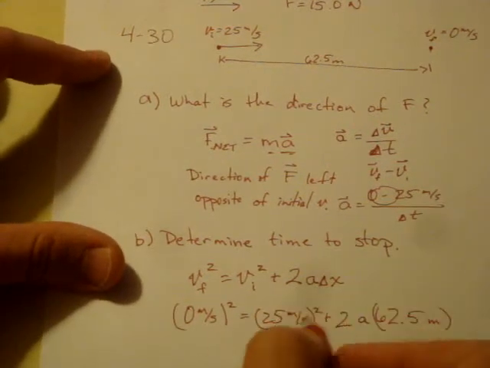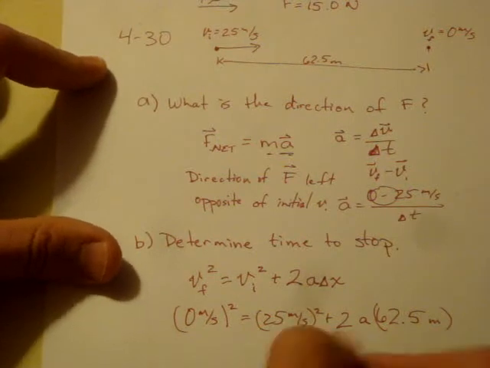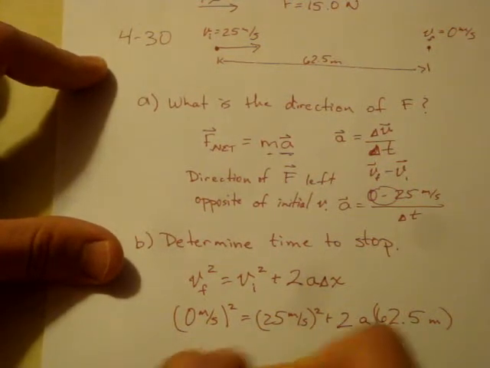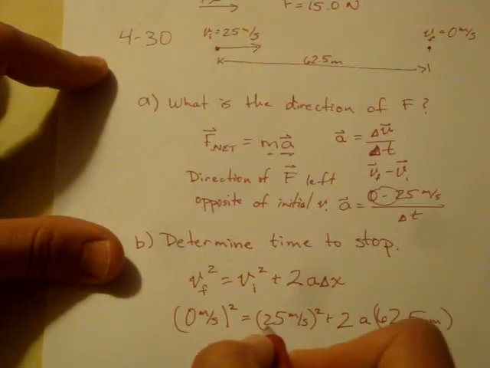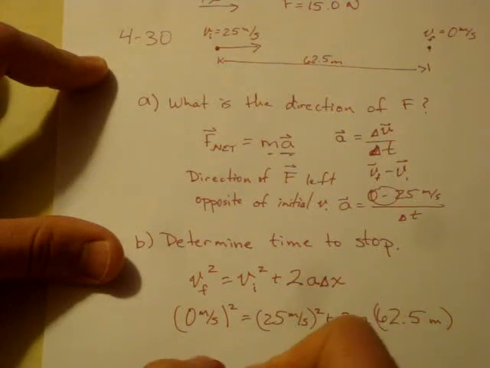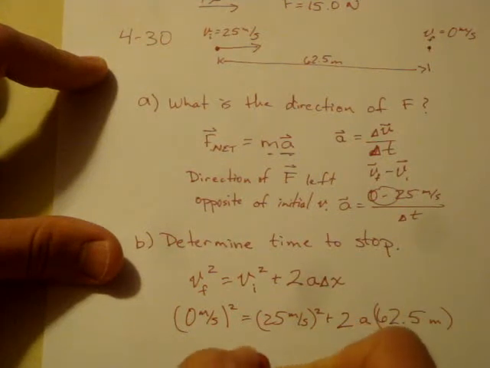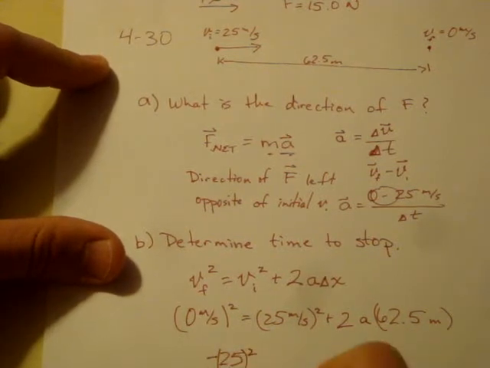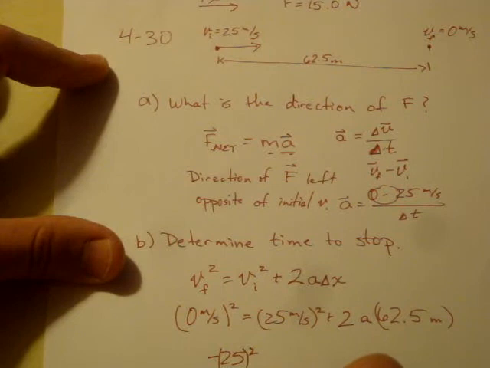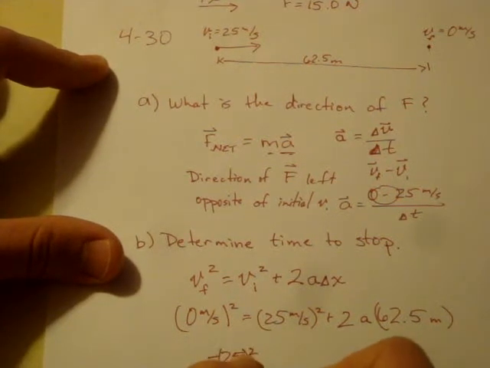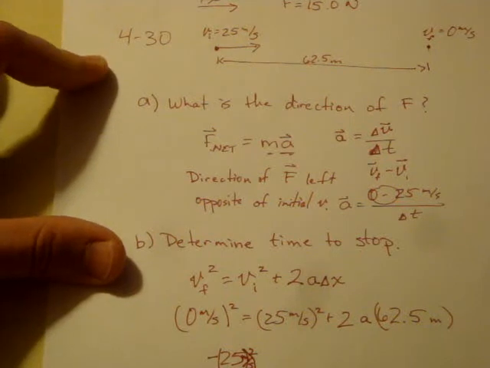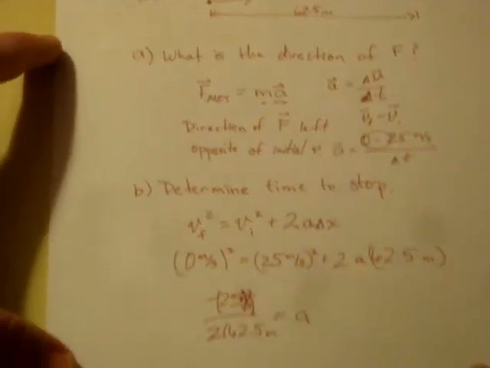We can plug in the values here, and I'm just going to leave these constants the way they are. We'd subtract 25 squared from both sides. This is 25 meters per second squared divided by 2 times 625 meters. Oops, I forgot to put my units in. It should be meters per second. Let's put those in there. And that's going to be equal to A. And here again we see, oops, there we go.